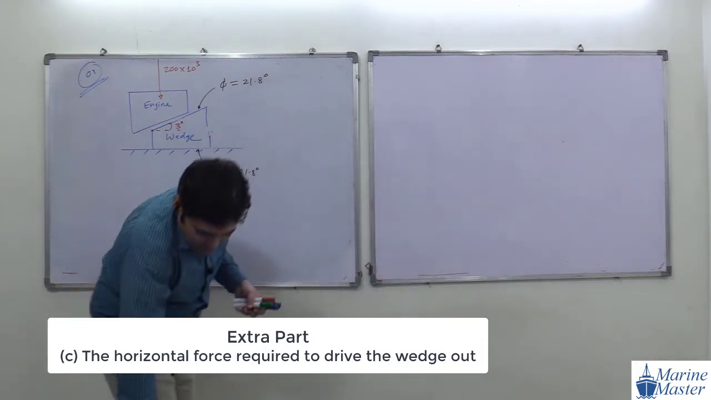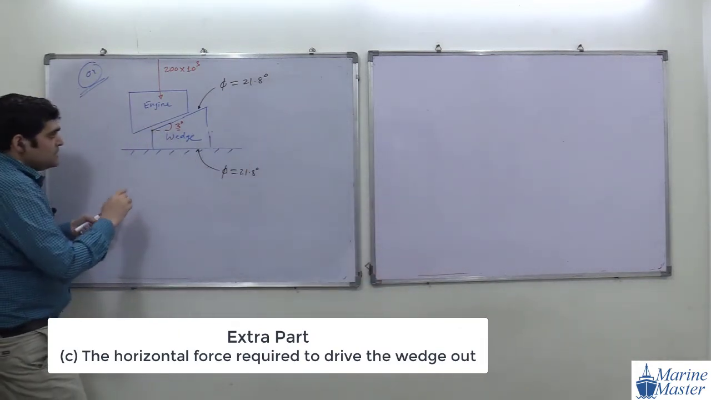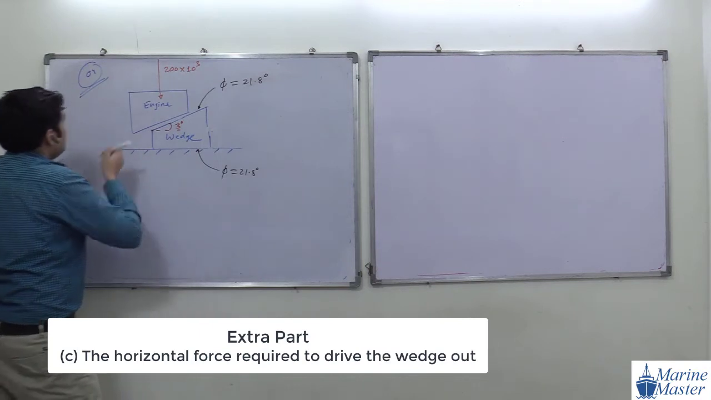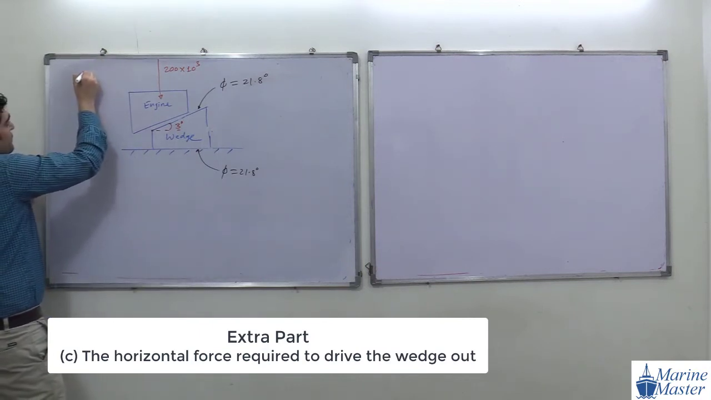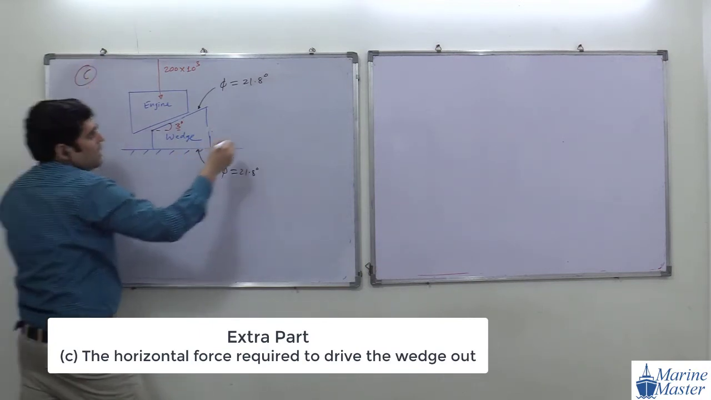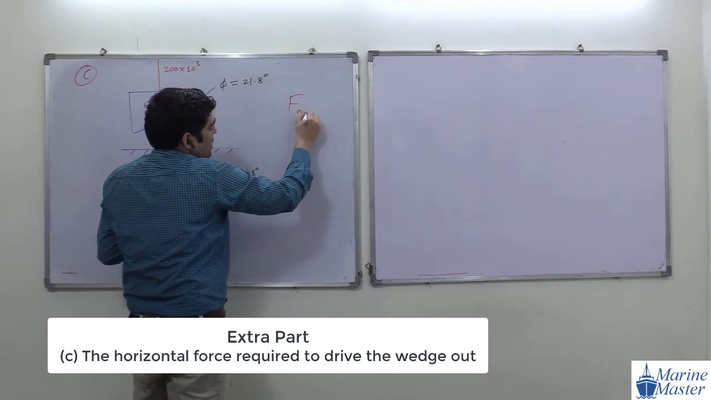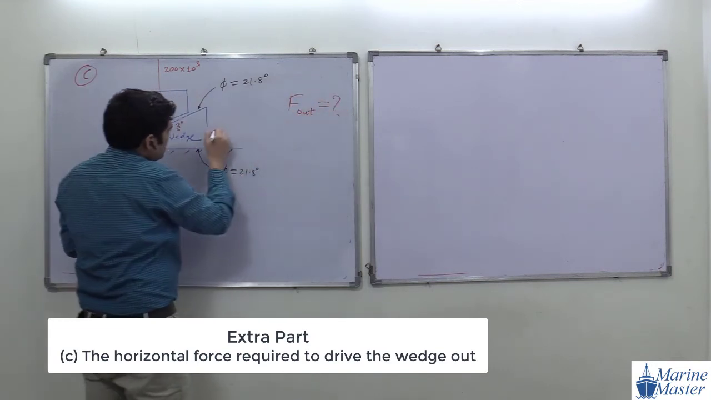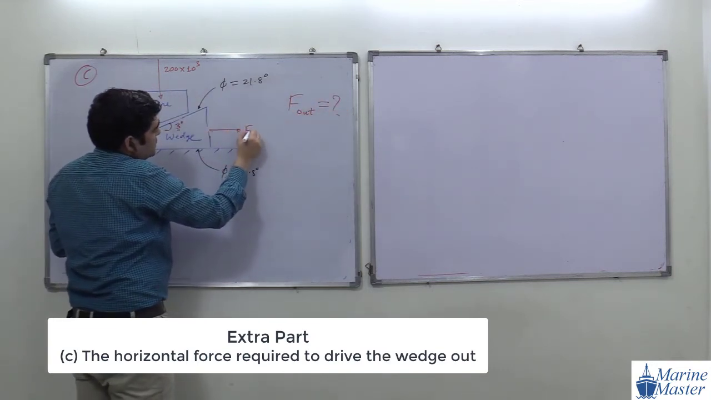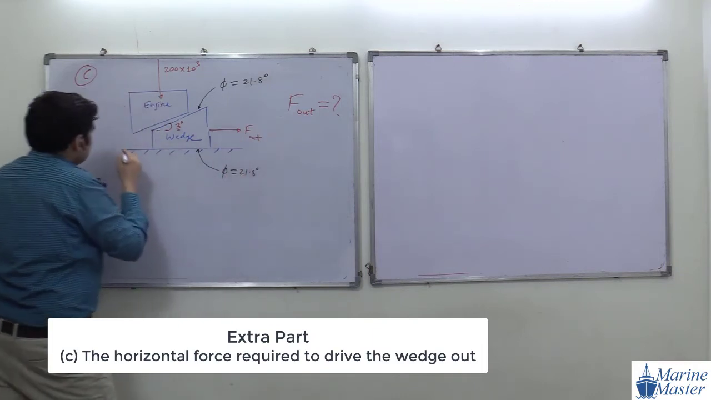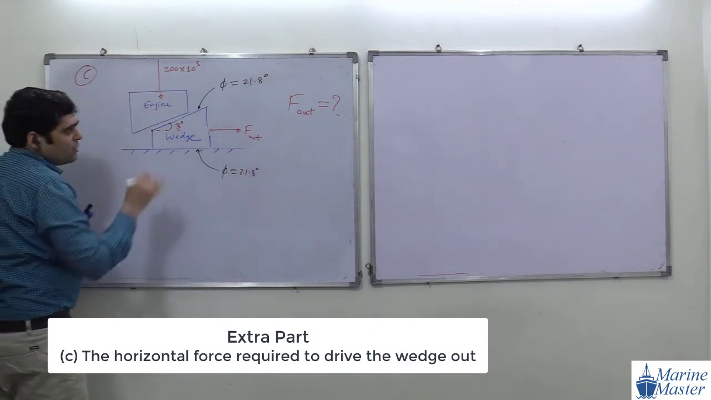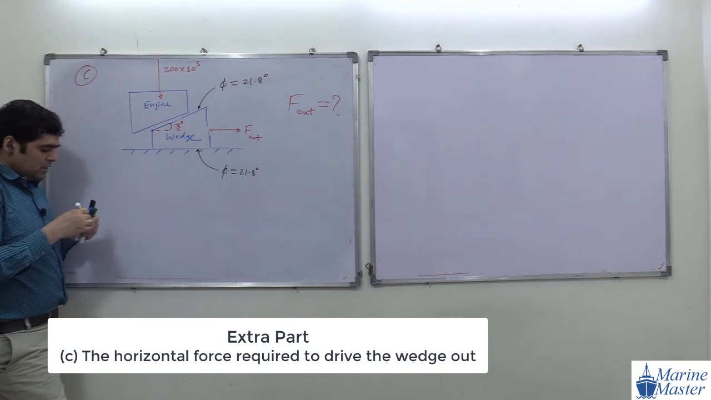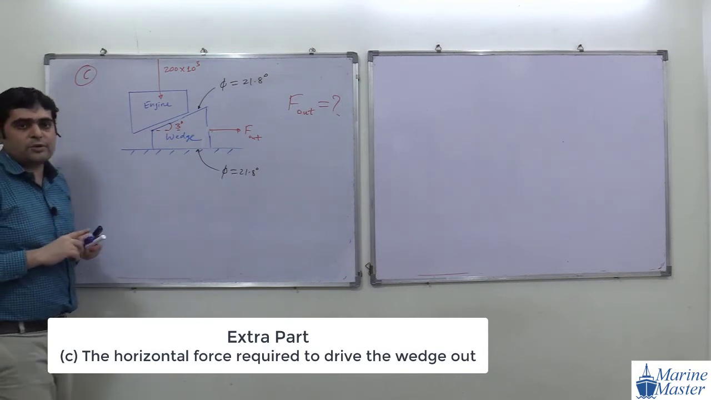So force required to drive the wedge out, C part, everyone. What is our target for C part? We have to find out F out, the force required to drive the wedge out. That is our target. And how do we find F out, guys? Try to see the scenario.